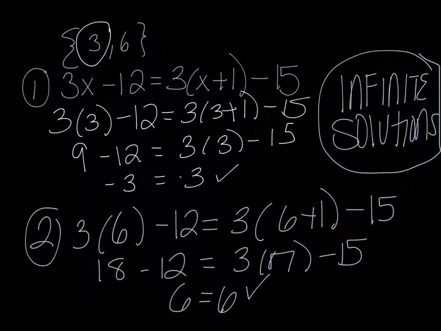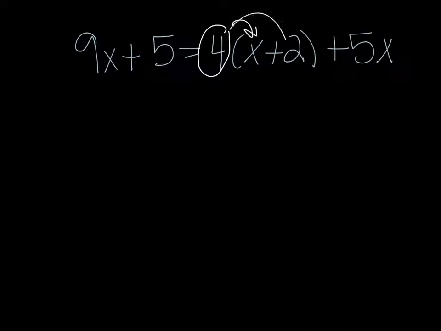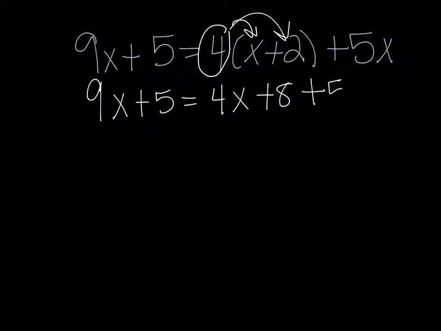Okay, so now we're going to try this without plugging it in. So I'm going to do the next problem. Now we have 9x plus 5 equals 4 times x plus 2 plus 5x. We're not plugging in the numbers. We're going to be using order of operations. We're going to take that 4, and we're going to distribute it to each term. So now we have 9x plus 5 equals 4x plus 8 plus 5x.